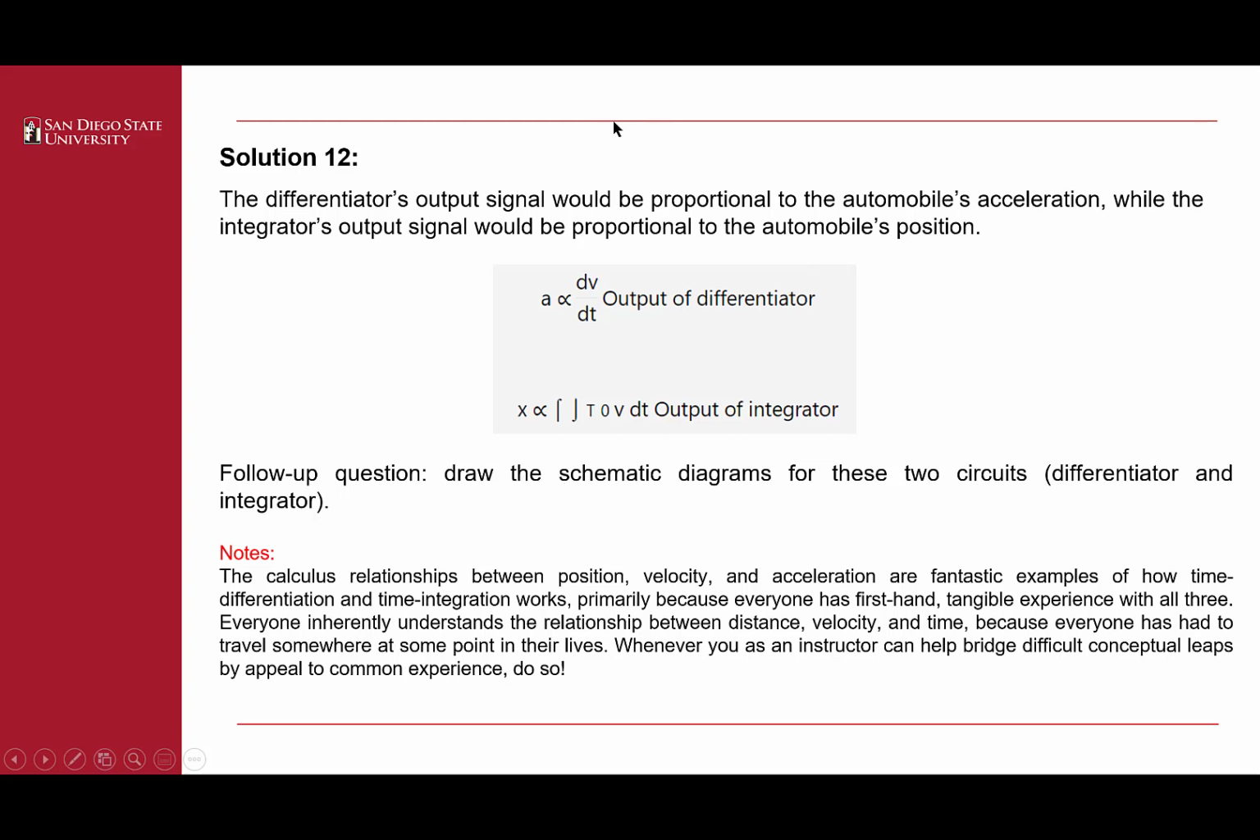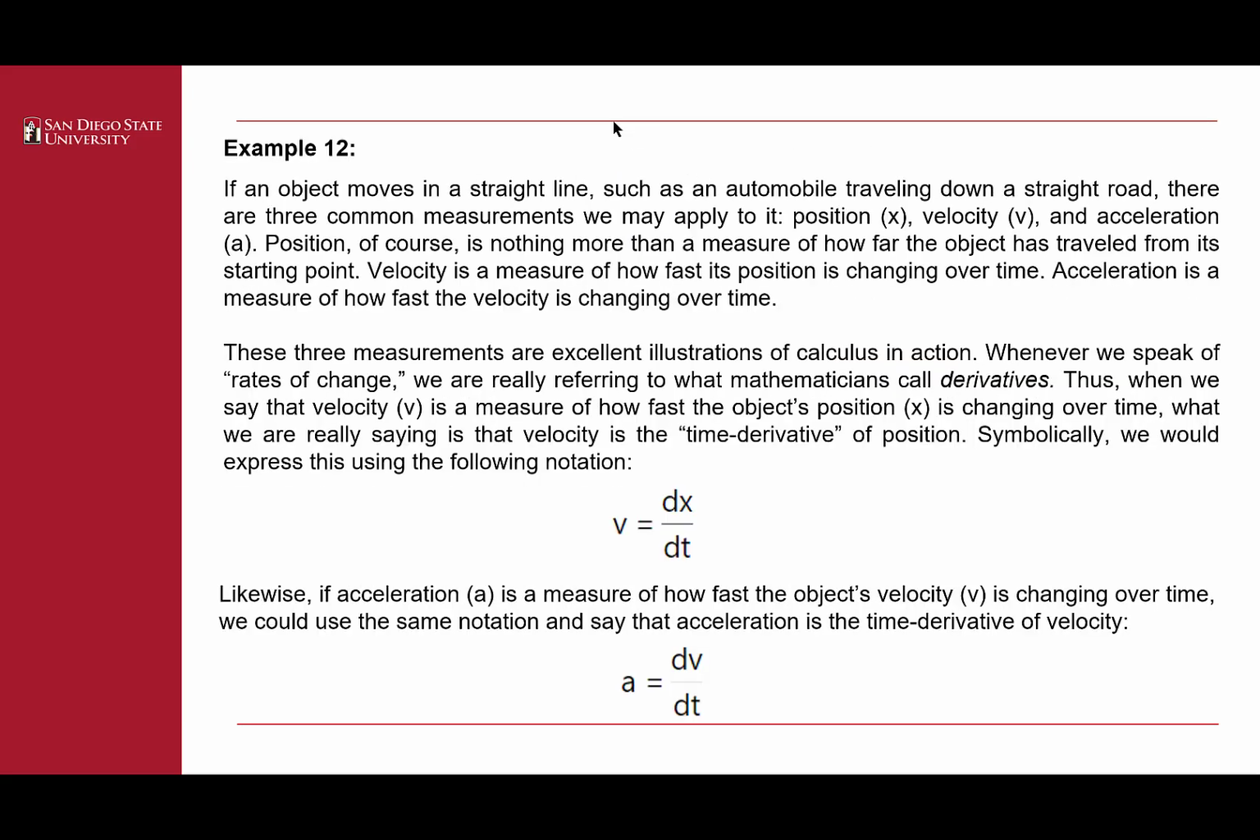The differentiator's output signal would be proportional to the automobile's acceleration, while the integrator's output signal would be proportional to the automobile's position. Because we have defined this analogy here and also here, position is nothing more than a measure of how far the object has traveled from its starting point, and velocity is a measure of how fast its position is changing over time. And if you look at here also, you will see that acceleration is the time derivative of velocity.